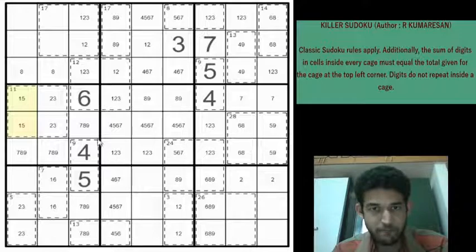But if you remember, we narrowed down 5 to one of these two cells, right? Because 5 can't be here, 5 can't be anywhere except this cell. So 5 has to go here. Now that gives a 1 here. And now 5 can't be in these three cells and 5 can't be here. So 5 will be in one of these two cells.